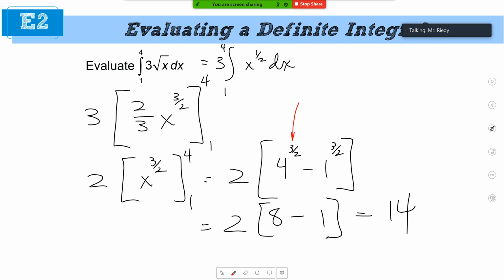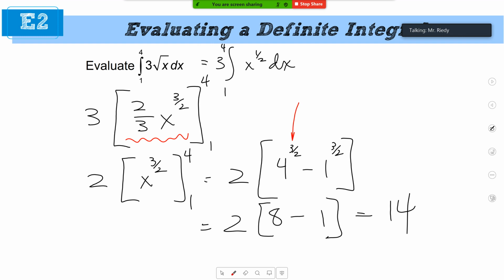Yeah. I'm kind of confused. Like, I understand the process, but what happened with, like, the 3 and the 2/3? Like, I got 4.5 in front of my x to the 3/2. I don't know what I did. 6. Did you? Okay, so let's do some analysis here. Did you get this antiderivative? No, that's what I'm confused about.